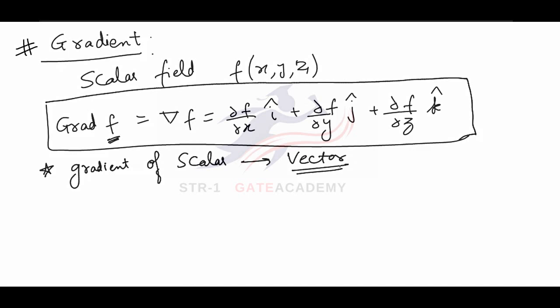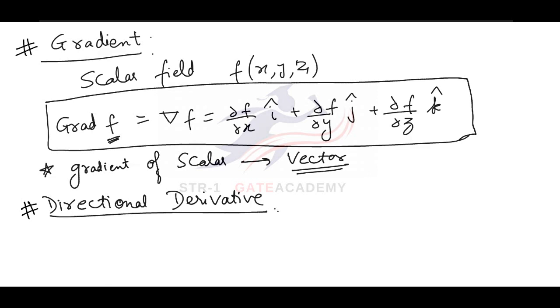We'll solve questions on this. First, let us understand a couple of more things. Second, we'll understand something called directional derivative. Now, what is directional derivative? Before going to that, we have to understand what the gradient was. The gradient is nothing but the vector normal to the scalar f.